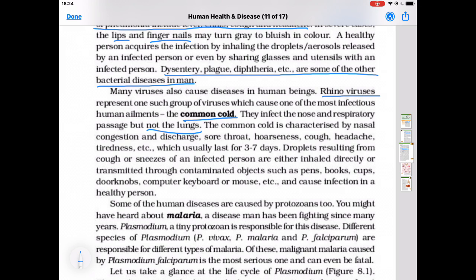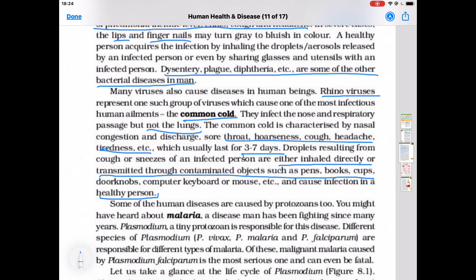The common cold is characterized by nasal congestion and discharge, sore throat, hoarseness, cough, headache, tiredness, etc., which usually last for 3 to 7 days. Droplets resulting from cough or sneeze of an infected person are either inhaled directly or transmitted through contaminated objects such as pen, books, cups, etc., and cause infection in a healthy person.